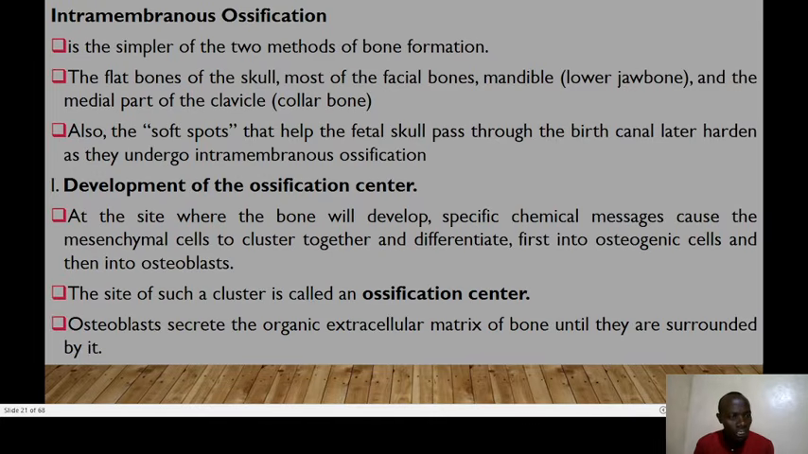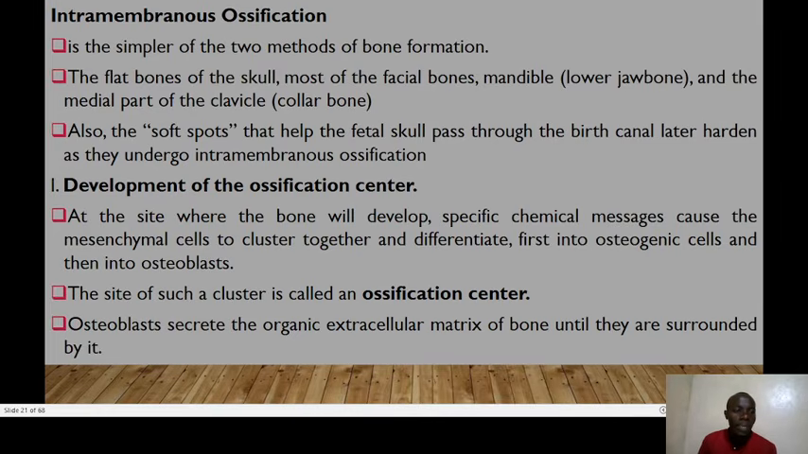Intramembranous ossification is the simpler method of the two bone formation patterns. So, the flat bones of the skull, most of the facial bones, the mandible, okay, and the medial part of the clavicle are normally formed through intramembranous ossification. Also, the soft spots that normally help the skull pass through the birth canal later harden as they undergo intramembranous ossification. So, it follows this process.